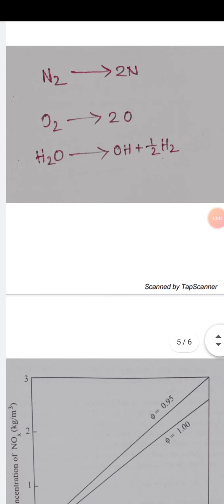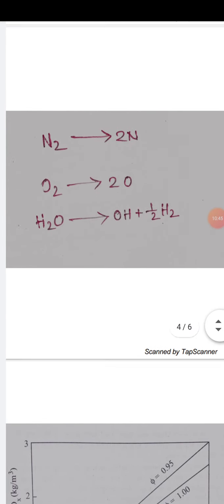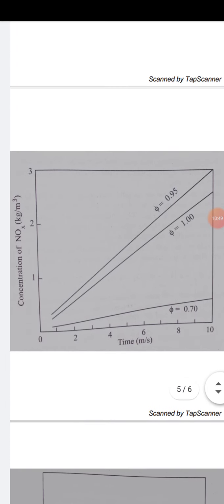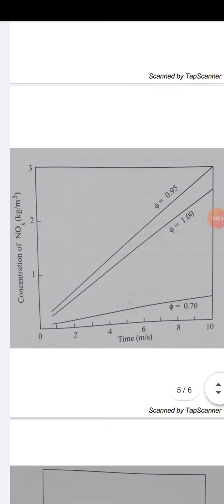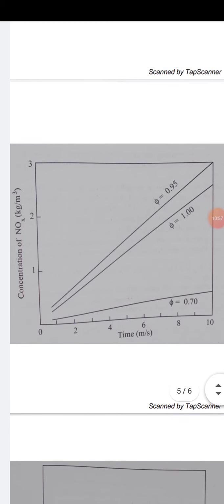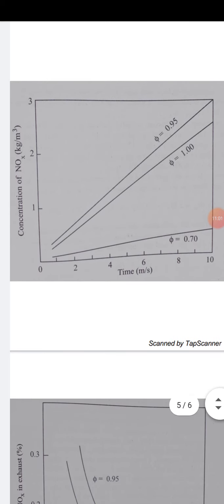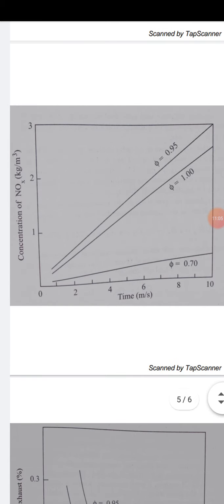Very little NOx is generated. So these are the reactions which are happening inside the combustion chamber during NOx formation. The concentration of NOx varies with time. What is phi? Phi is the equivalence ratio.